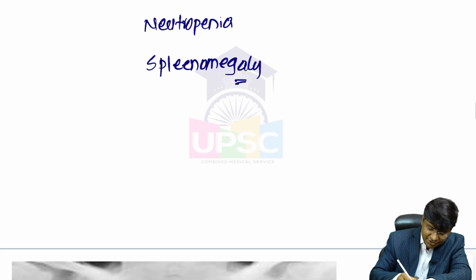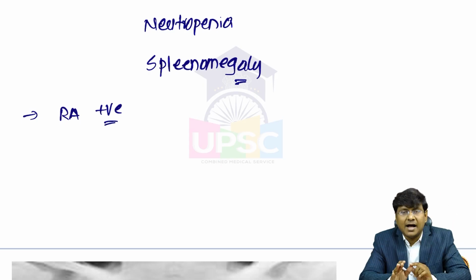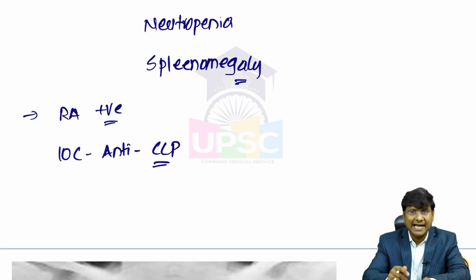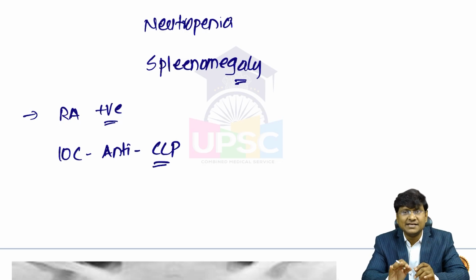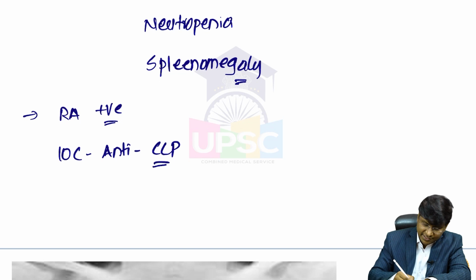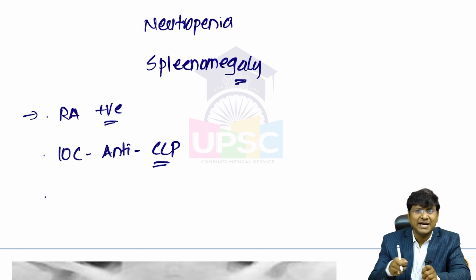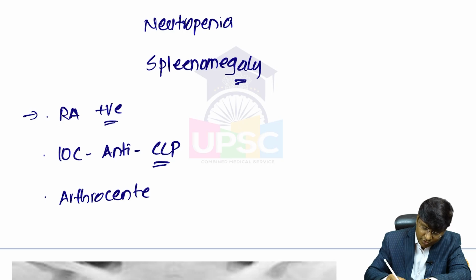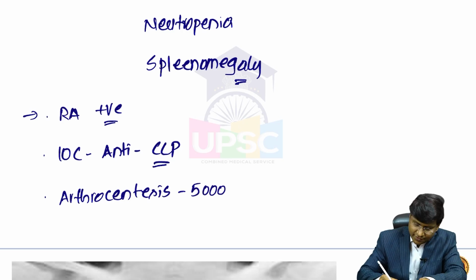Then how will you work up patients with rheumatoid arthritis? Number one, the RA factor will be positive, but RA factor is non-specific. So what is the investigation of choice? The investigation of choice will be anti-CCP, that is anti-cyclic citrullinated polypeptide. When you do an arthrocentesis, you will notice the presence of inflammatory cells, nearly around 5,000 to 50,000 cells per cubic millimeter.